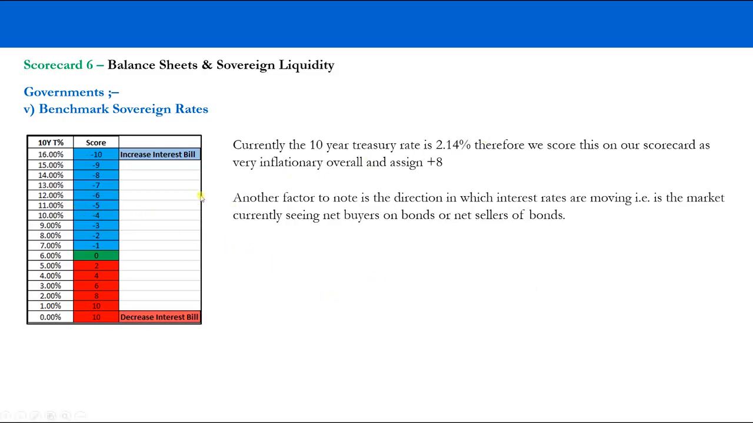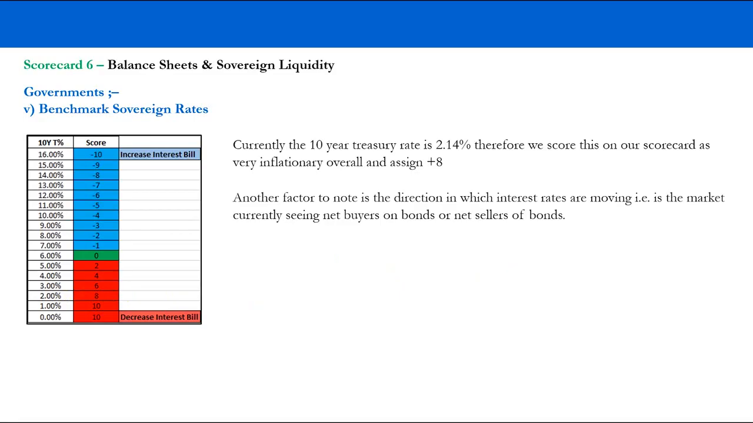So 2.14%, we're looking here, and as rates go higher, it gets more and more deflationary because the interest bill is increasing, and as we go lower on the 10-year Treasury, we're decreasing the interest bill. So at 2.14, we're scoring around a +8.